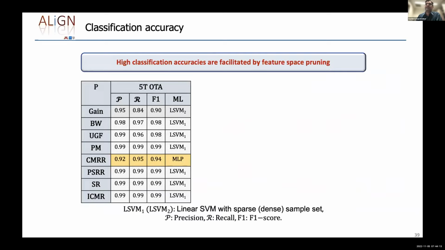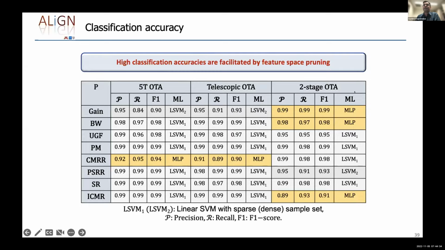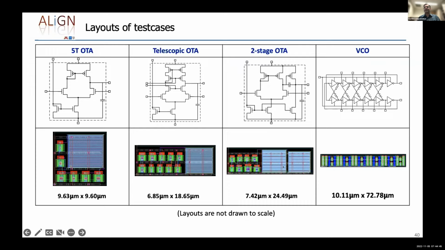So in this case, you can see that for the 5-transistor OTA, for all of these parameters that were shown over here, precision, recall and F1 scores are shown over here. And in many cases, you can use a linear SVM, but in this case, a multi-level perceptron was required. For other types of OTAs, for the two-stage OTA in particular, there were more nonlinear constraints, so you needed a multi-level perceptron in more cases. This again gets translated into layouts, and since that was the eventual objective, this constraint boundary generation is translated into specific layout topologies.